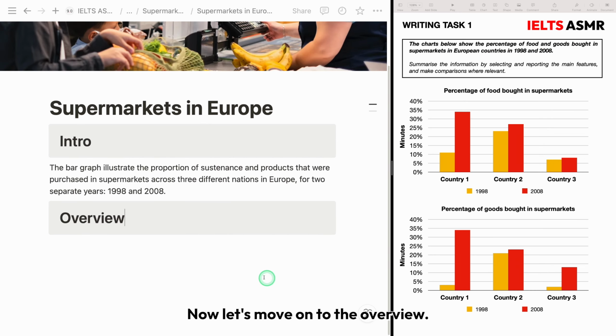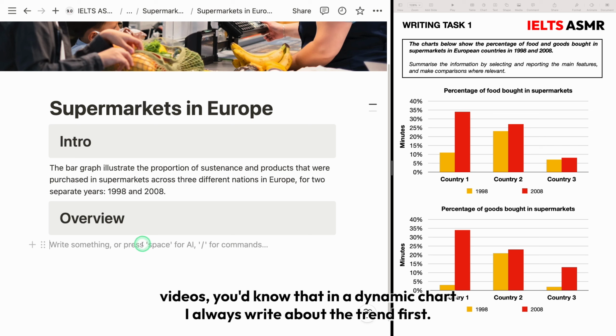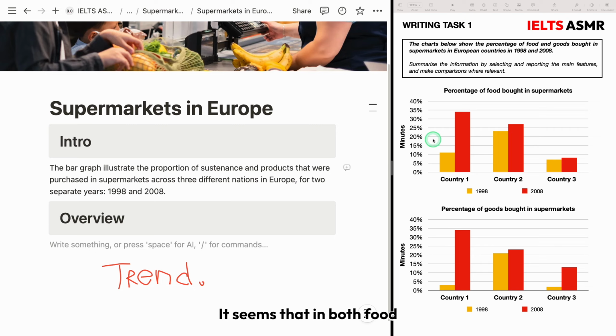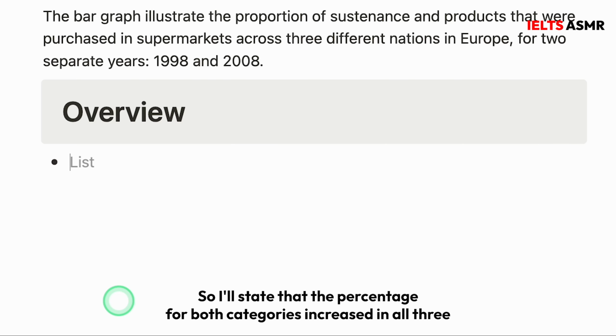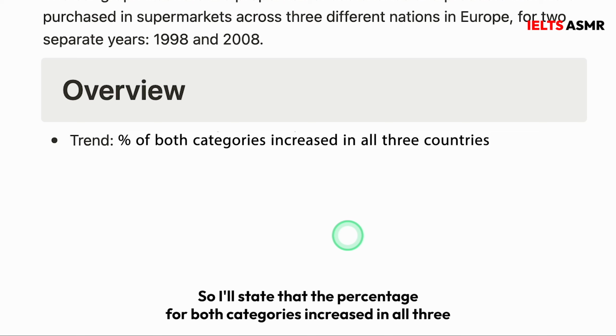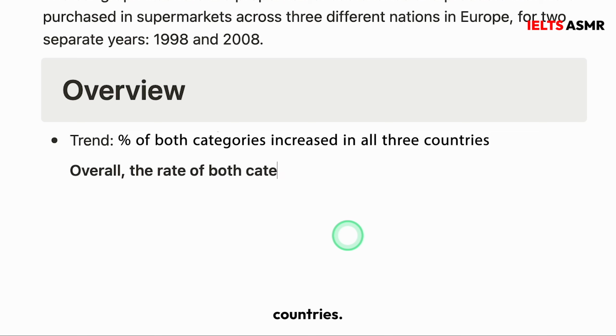Now let's move on to the overview. If you've seen my previous videos, you'd know that in a dynamic chart, I always write about the trend first. It seems that in both food and goods, every country saw an increase during these 2 years, so I'll state that the percentage for both categories increased in all 3 countries.